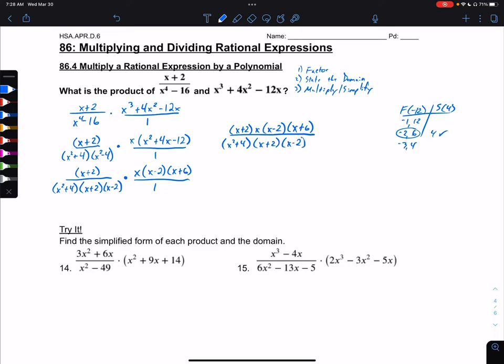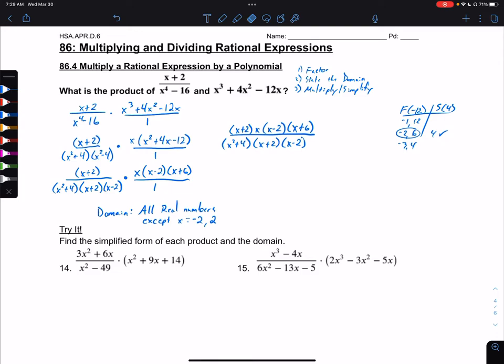Okay. Before that, we should have done the domain. So let's take a look at our domain here. Domain would be all real numbers, except those which make the denominator undefined. So the denominator is 0, or the fraction undefined, except x equals. Let's look at these two pieces first. X plus 2, that tells me that x cannot be negative 2. X minus 2 tells me that x cannot be positive 2.